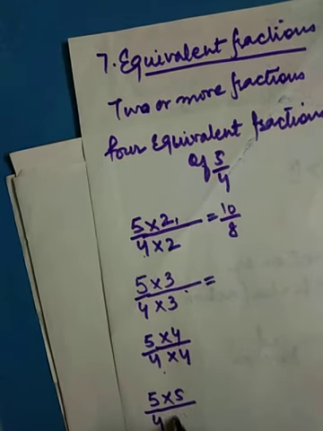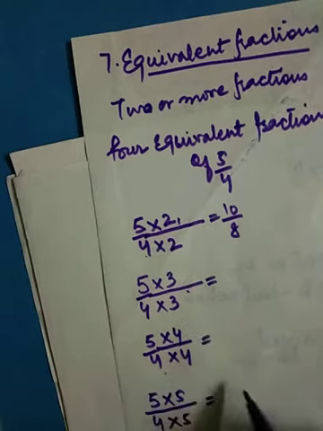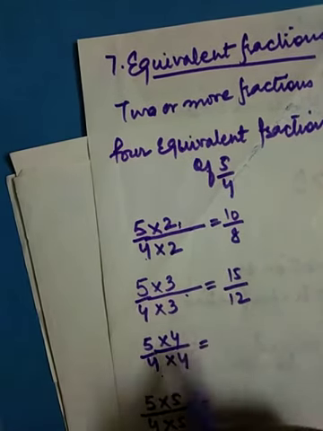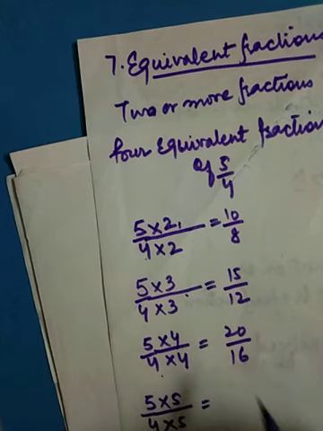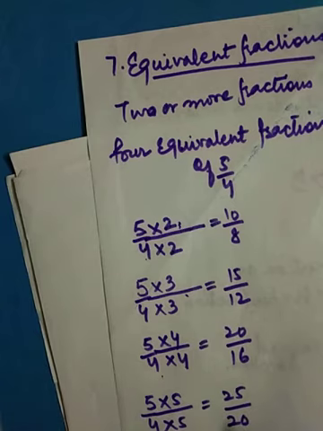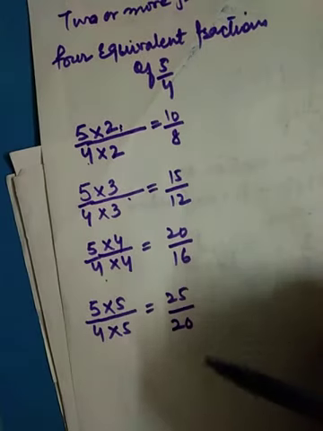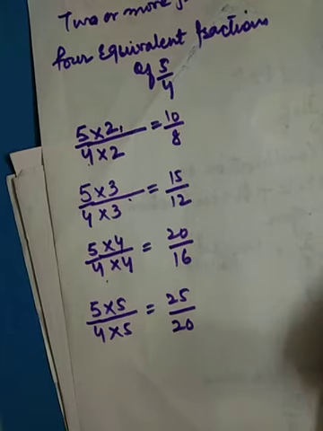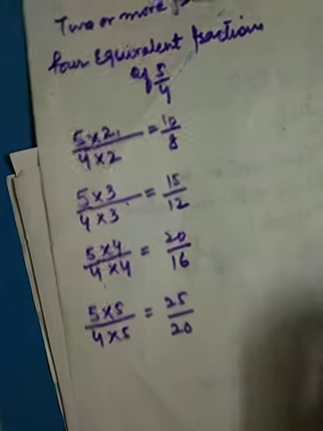It is multiplied by 5 with the numerator and denominator. So we get the answer. 5 3s are 15, 4 3s are 12, 5 4s are 20, 4 4s are 16, 5 5s are 25, 4 5s are 20. Okay, so these fractions are called equivalent. Why? Because they represent the same part.